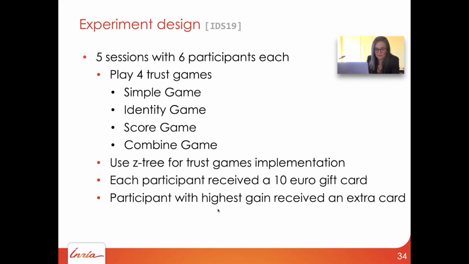We designed an experiment with 30 participants where we tested variations of the trust game. We had a simple game where participants are given no information about partners; an identity game where participants are given information about the partner's identity; a score game where participants are given the trust score of partners, computed according to our trust metric; and then a combined game where participants are given both the trust score and the identifier of their partners.